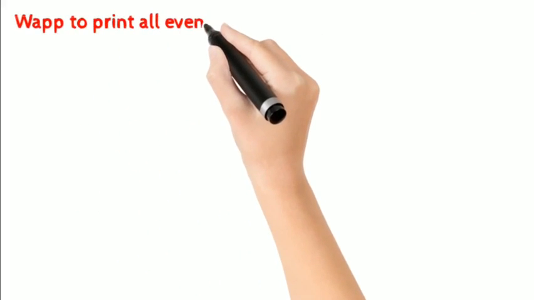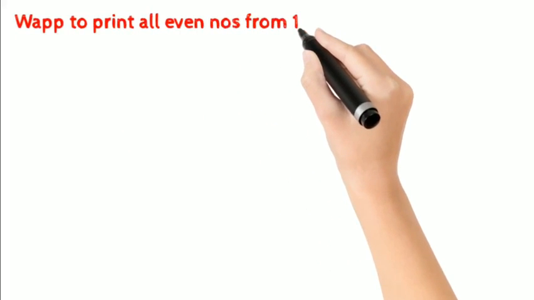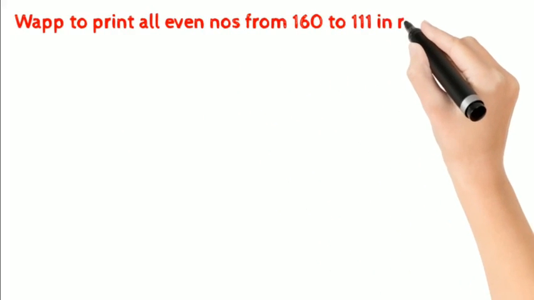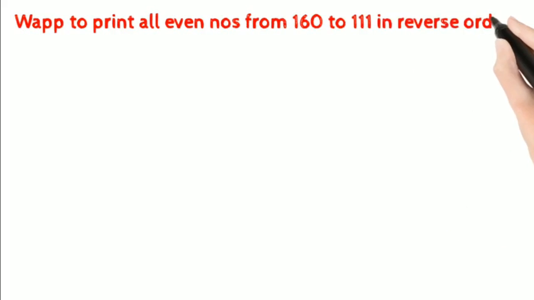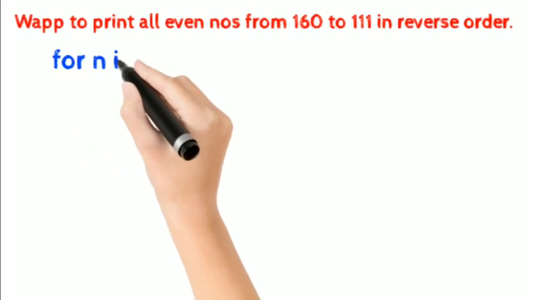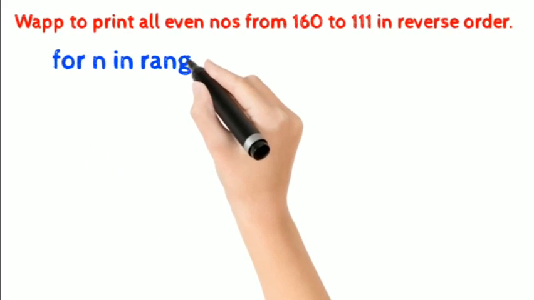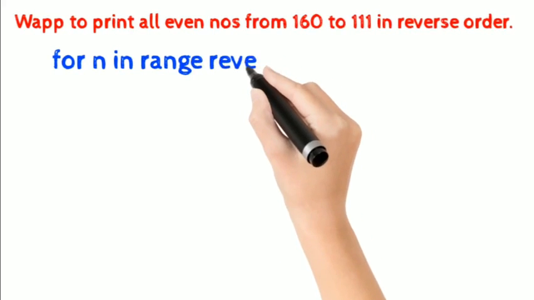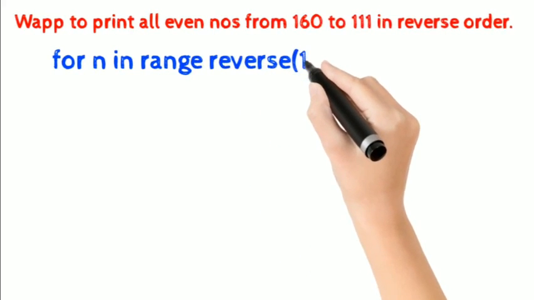Okay. Thereafter the question is for all even numbers that have to be printed from 160 to 111 in reverse order again. Here the additional thing I added is even number. So for even number, as we know, the logic is divisible by 2. So that I need to apply. It means the if will be included with for.